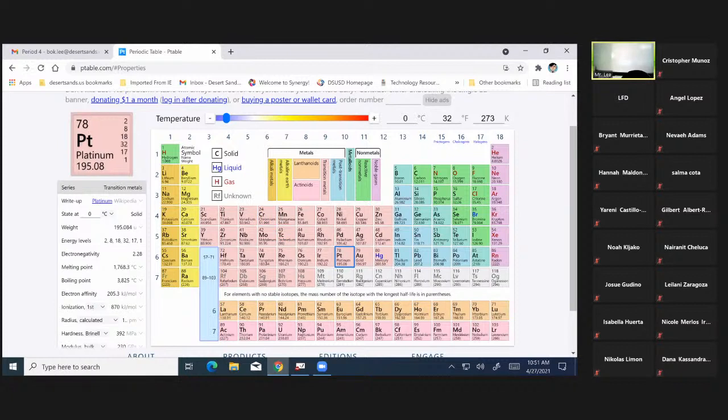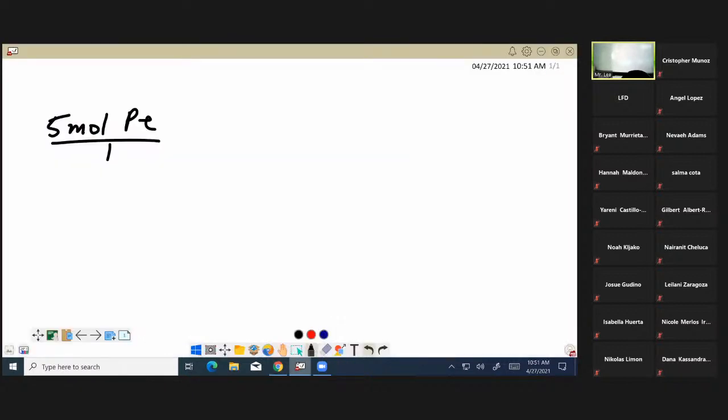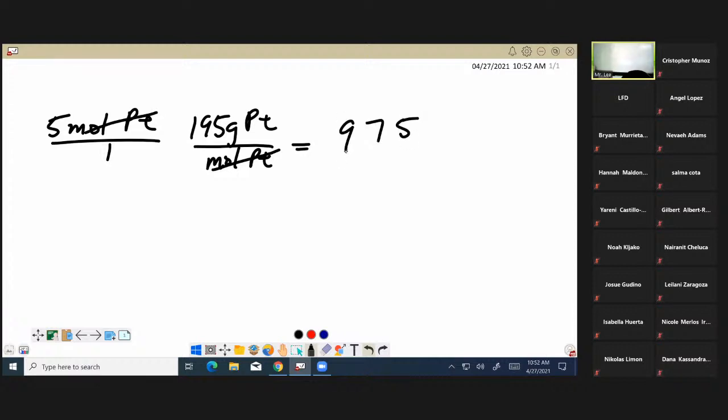There you go, platinum, 195 grams per mole. All right, so 195. So go back to here. We got 195 grams of platinum for every mole of platinum. Now I can cancel out the moles. So 5 times 195, let's see, this is going to be 25, that'd be 975 grams of platinum. Okay, so you do that.